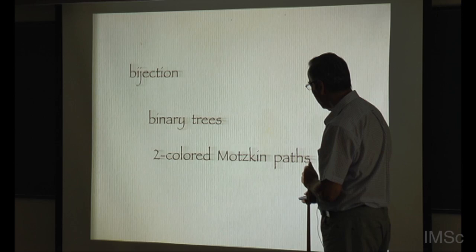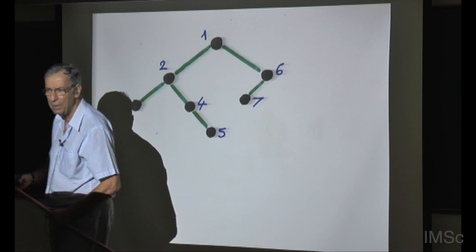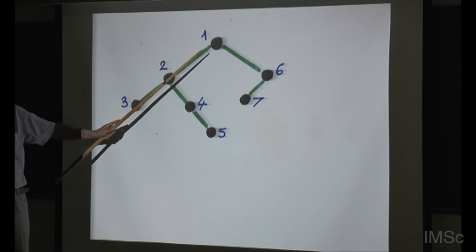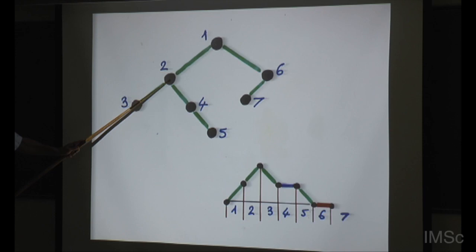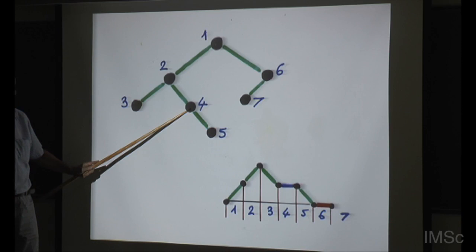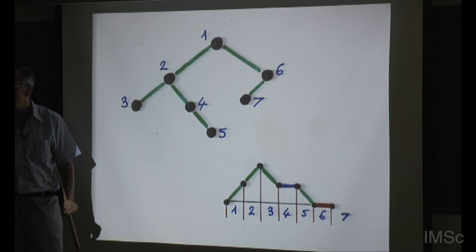Now, bijection: binary tree, two-column Hodgkin path. So take a binary tree, traverse the binary tree in pre-order. You do the same as for a complete binary tree, but except getting a Dyck path, you are going to get a two-column Hodgkin path. Each time you follow the tree in pre-order, each time you have a double vertex, you go up. Each time you have a leaf, you go down. But each time you have a single, simple vertex, going right or going left, then you put a blue label or a red label. And you get a two-column Hodgkin path.